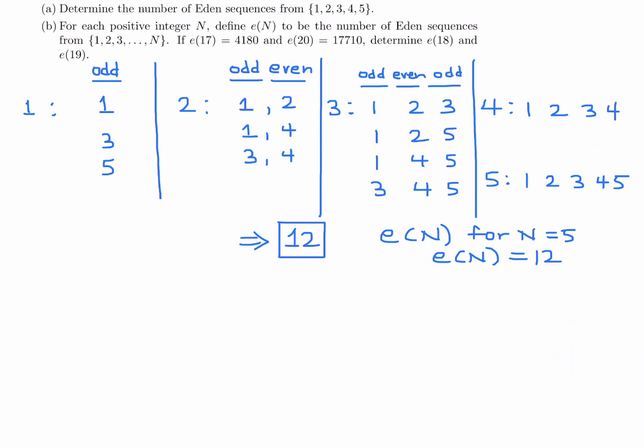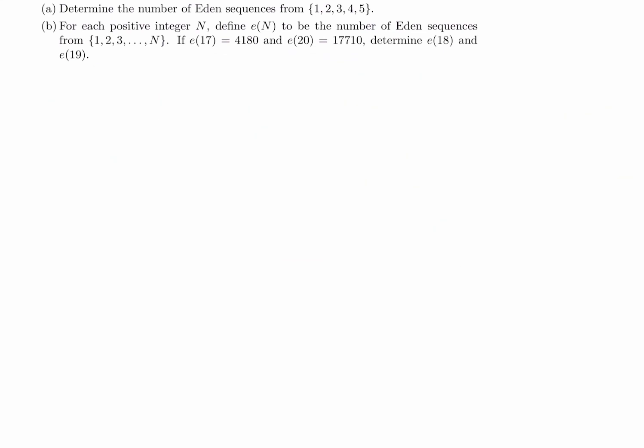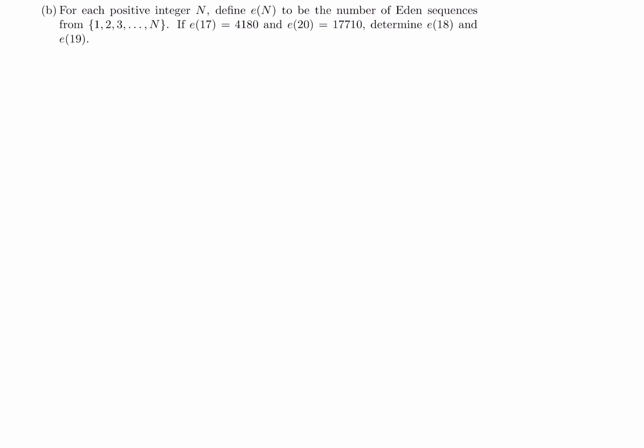For each positive integer n, define E_n to be the number of Eden sequences from 1 to n. If E17 is 4180 and E20 is 17710, determine E18 and E19. All right, so that's going to be a bit of a challenge. We have to come up with some formula for E_n, and then use that formula to figure out E18 and E19. Okay, how do we do that though?